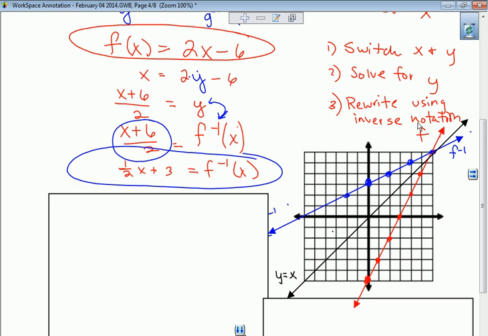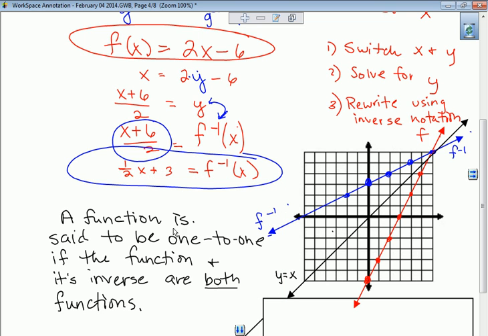Is its inverse a function? Does it pass the vertical line test? Yes. So we have a graph and its inverse that are both functions. And when we have that, we would say that this function is said to be one-to-one. One-to-one is a special name for a function whose inverse is also a function. So if both the graph and its inverse are functions, then it's said to be one-to-one. Good thing to write down.